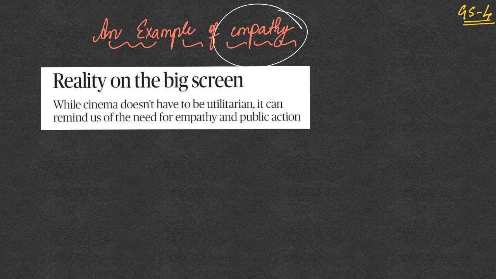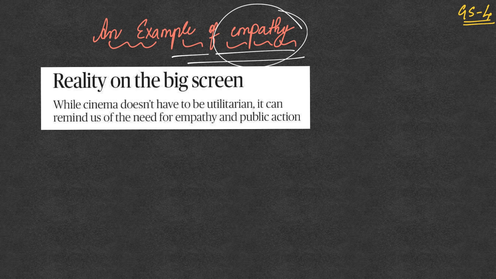So in today's newspaper, Reality on the Big Screen, though the entire article was about something else, there was one small paragraph which can be used as an example of empathy in your GS4 ethics answers. This is the plane crash that happened in Kozhikode in Kerala, so we already know about it. It had led to the death of the pilot and the co-pilot, and several people were injured. So this we already knew.